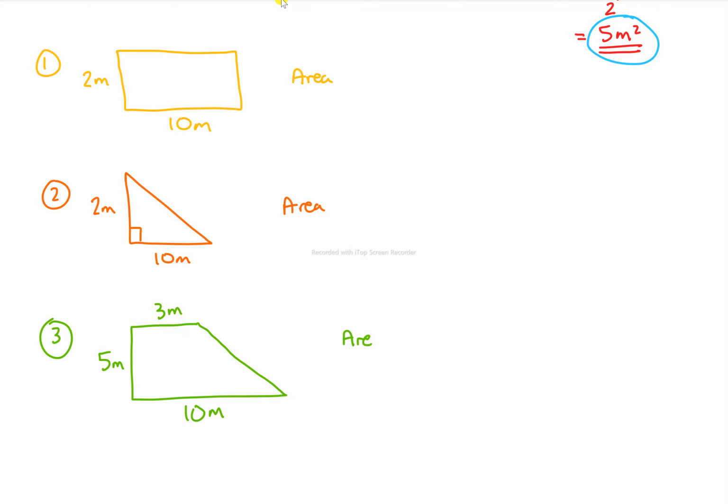So you need to split this up into 2 parts. You tell me how you think you're going to do it. I'll give you a little hint. That is 3 meters, and therefore this will be 7 meters because altogether it is 10 meters. That's my hint. Right, okay, you can do those.